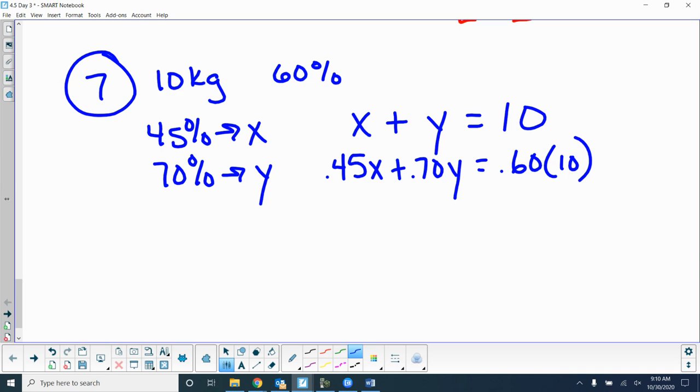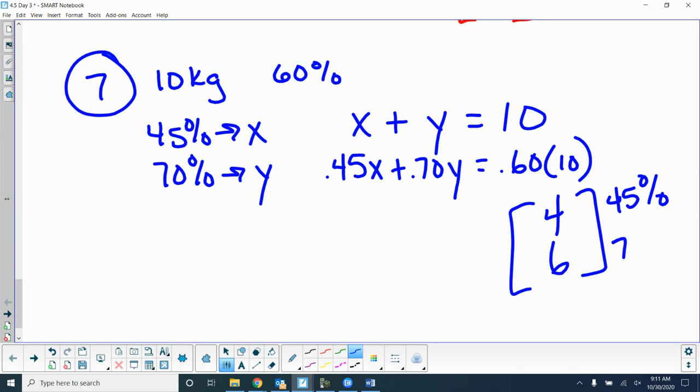So when we're done, the answer again was 4 and 6. So 4 kilograms of the 45% and 6 kilograms of the 70%. Number 6, Olivia, was 150 pounds of soybean and 200 pounds of cornmeal.